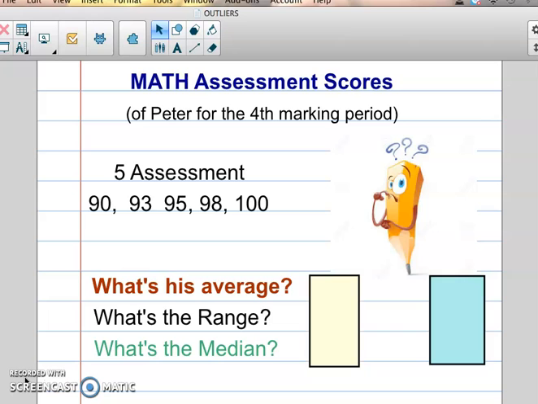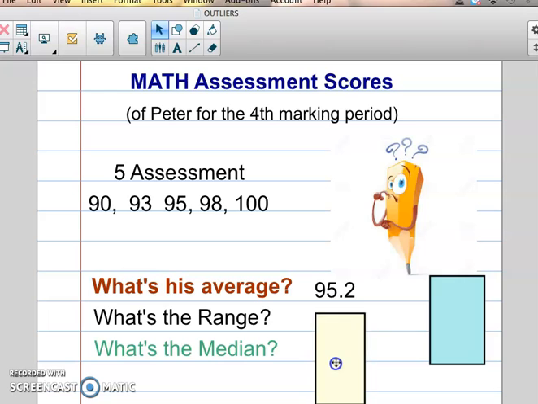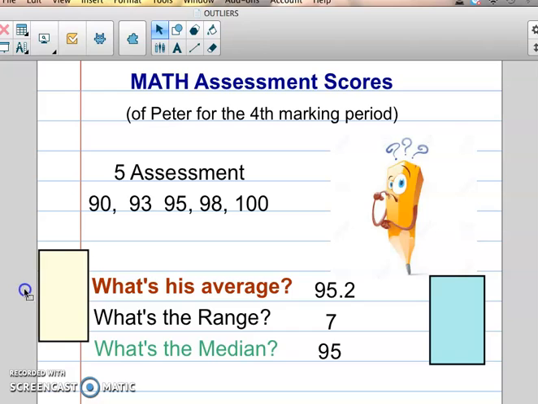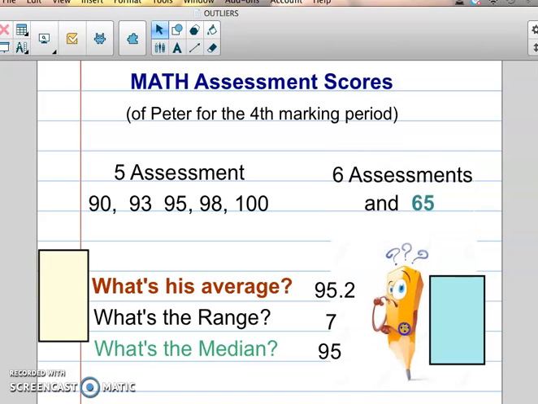So did you find the average? For these 5 tests that he got, his average will be 95.2, the range will be 7, and the median will be 95. What will happen if he got an assessment that has an outlier? Let's say on his 6th test, he was not in a good mood, he didn't study anything, and he got a score of 65. Do you think the average will be the same?